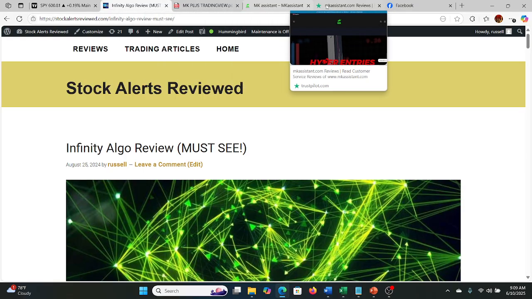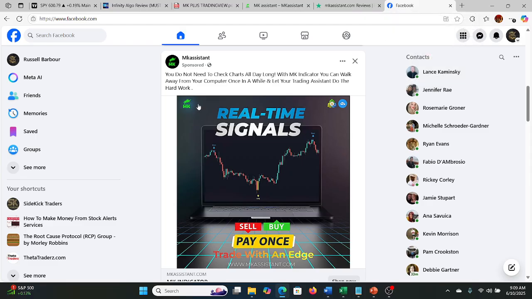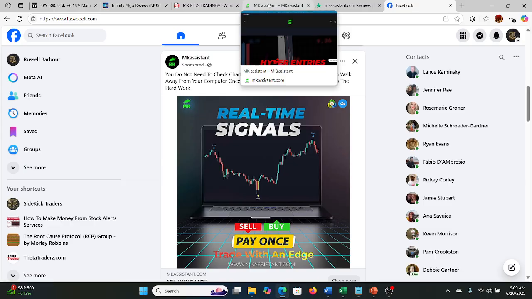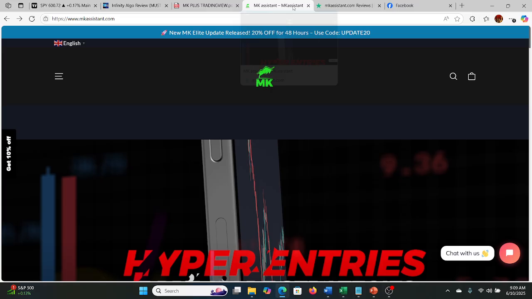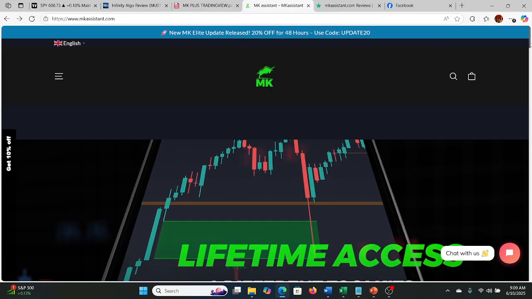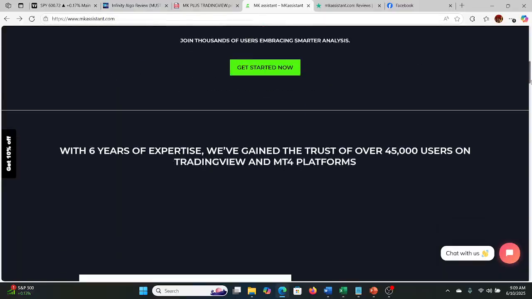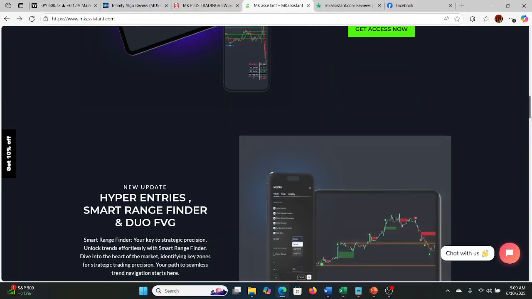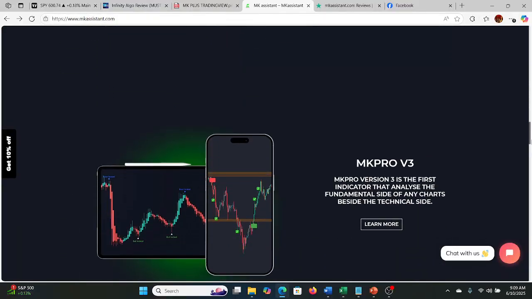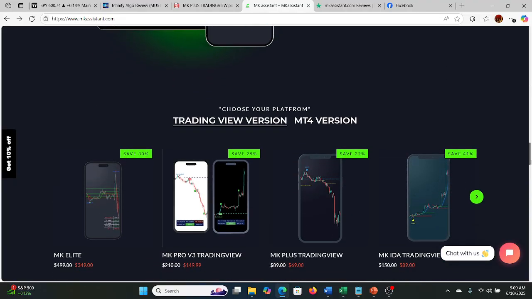But one of the reasons that I bought this, like I said, is when I clicked on this ad, I found that this thing only costs $69 for lifetime, which is even cheaper than Infinity Algo. So I was like, okay, $69 for lifetime. I mean, sometimes things can be too good to be true. $69 for lifetime on TradingView for this service, I thought would be a bargain, right?